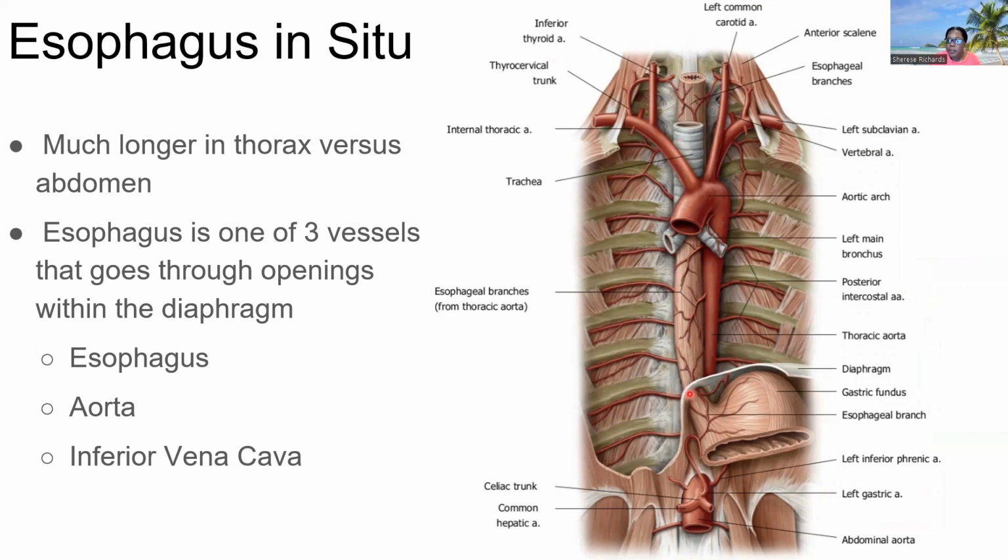And then it's going to actually pierce the diaphragm. We talked about the fact that it has to go through that diaphragm, and then it's going to become the stomach. It's going to be continuous with the stomach. It's one of the three structures that goes through the diaphragm. So the aorta goes through the diaphragm, the esophagus goes through the diaphragm, and then the inferior vena cava, which is not shown in this view, also goes through the diaphragm. And so these structures are traversing the thorax and then eventually making their way into the abdomen.